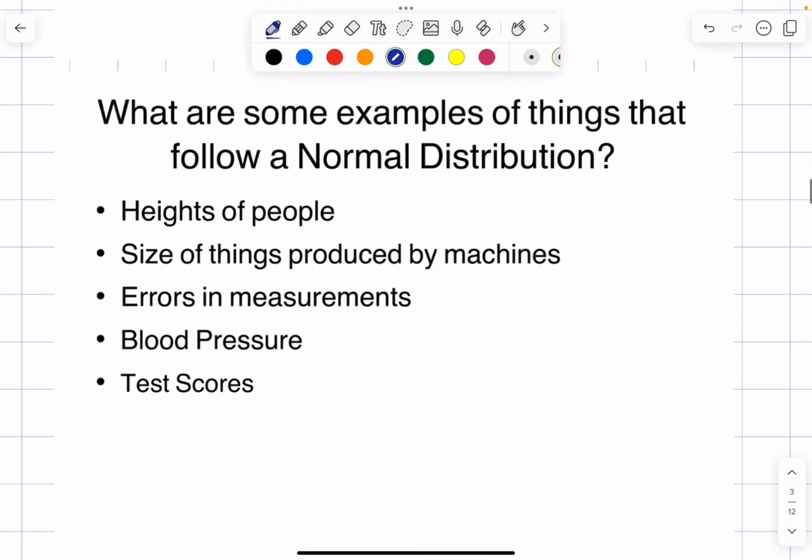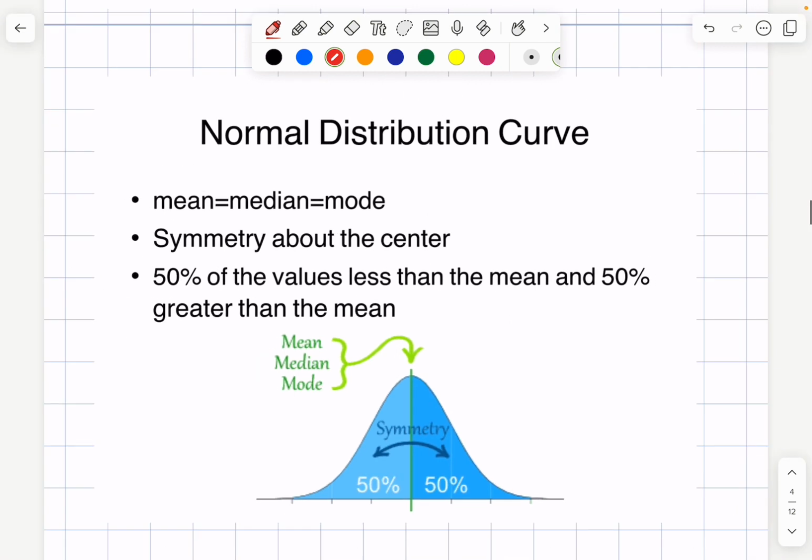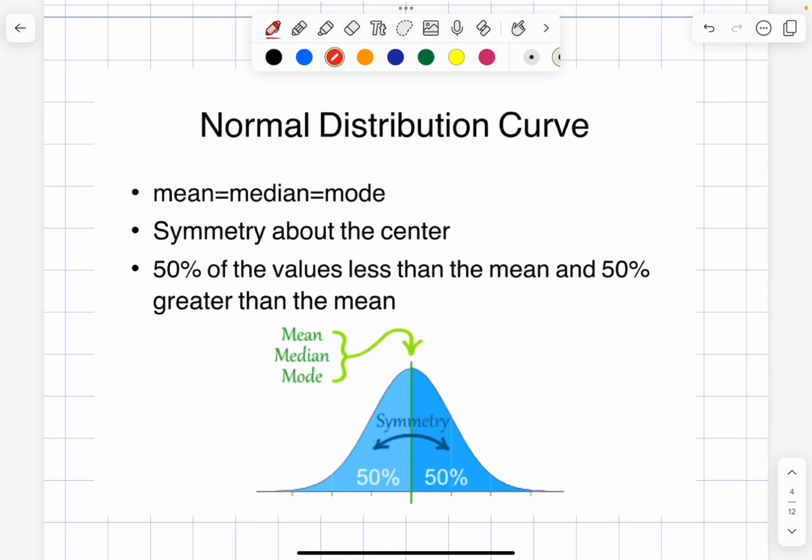Then here are some examples of things that follow a normal distribution. The heights of people, size of things, errors in measurements, blood pressure, and test scores. And this is what I've said earlier. The mean is equal to the median and equal to the mode. So, naa sila diri tanan nagtipok. And of course, since it is symmetric, that means kung unsay naa diri sa left side, naa pud diri sa right side.